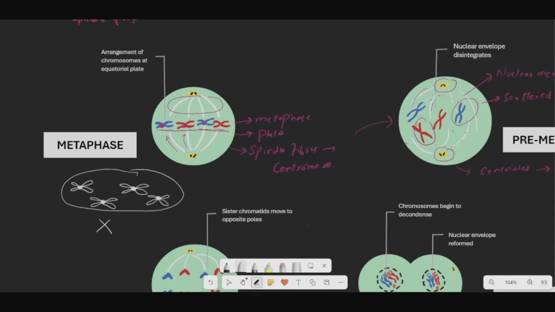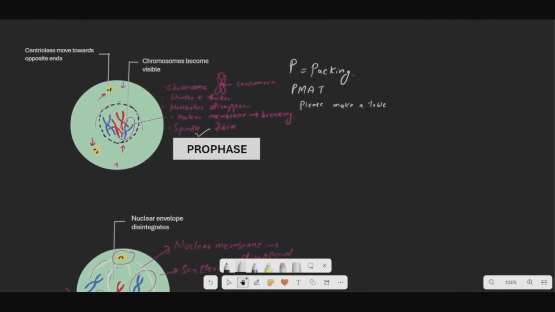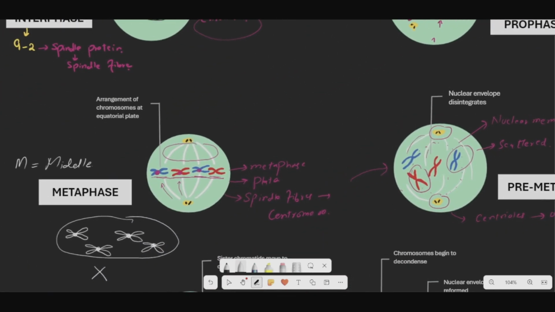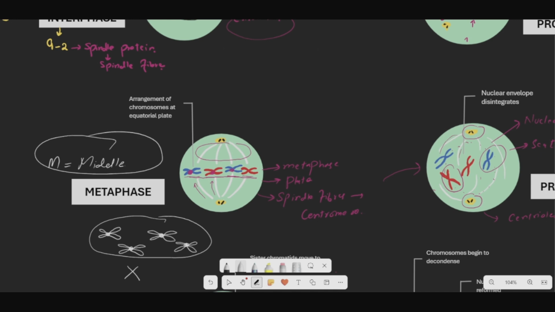So metaphase is like students standing in a straight line before a race starts. You can remember metaphase as M for middle, because the chromosomes are going to arrange in the middle of the cell during the metaphase. So what is prophase? Prophase is actually the packing stage of the cell. And what is metaphase? Metaphase is the meeting in the middle stage of the cell, where the cell's chromosomes arrange themselves in the middle of the cell.